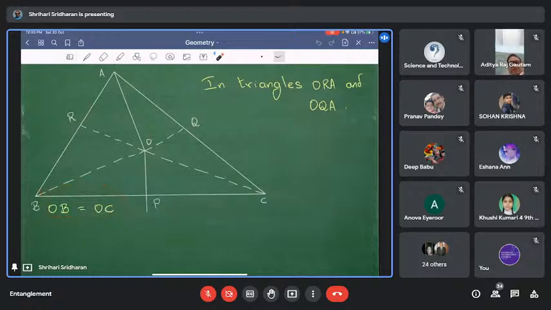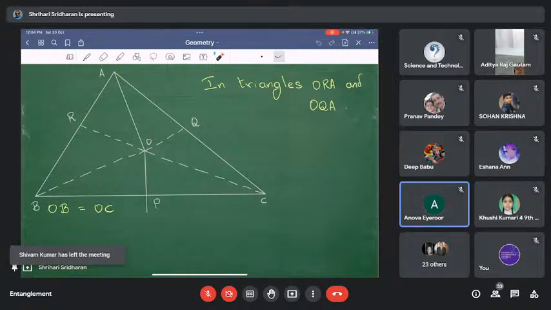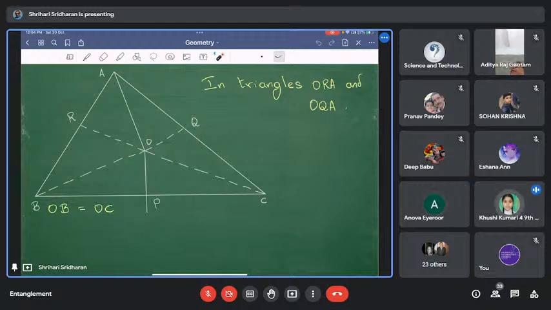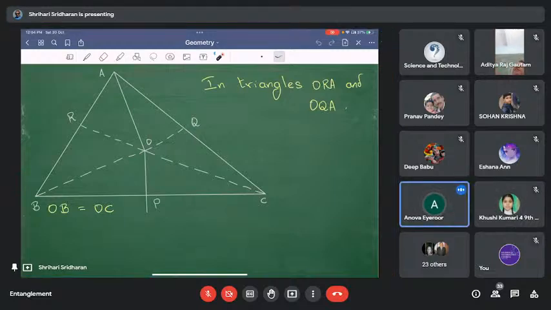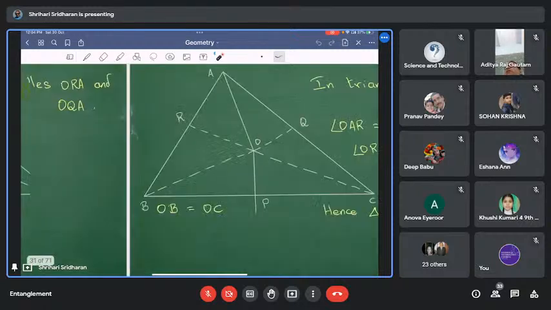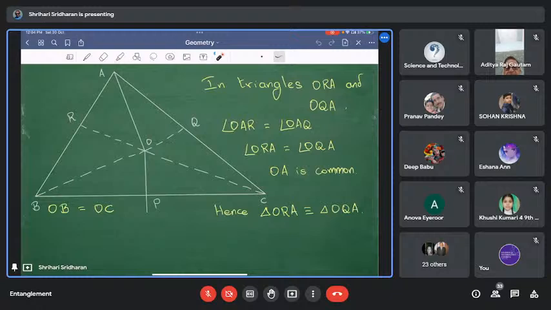And I consider the triangles ORA and OQA. The triangle ORA and the triangle OQA. Can somebody tell me what about these two triangles? They are also congruent. Why so? AAS. Because angle ARO is equal to angle AQO, and angle OAR is equal to angle OAQ, and AO is common. Wonderful. So what is the postulate that you are making use of? AAS. Wonderful. So you're making use of the AAS postulate to say that these two triangles are congruent.